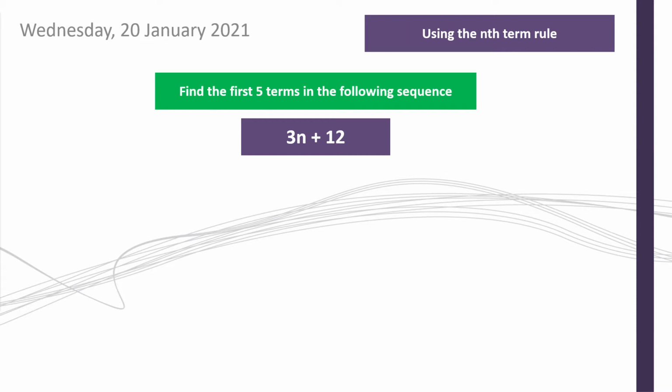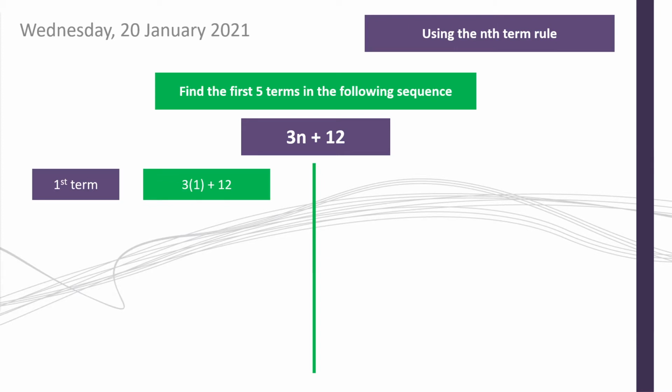You find a specific term by replacing n with the number of that term. So, for example, to find the first term, you have to replace n with 1. 3 times 1 plus 12 equals 15. So, the first term is 15.